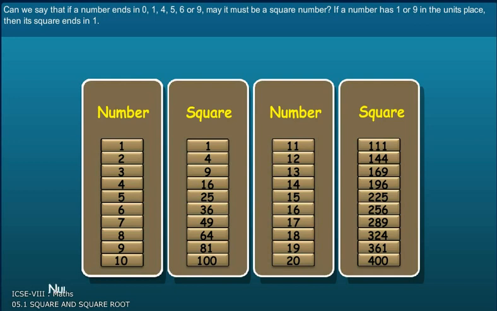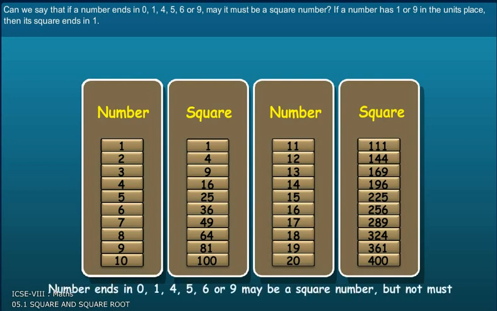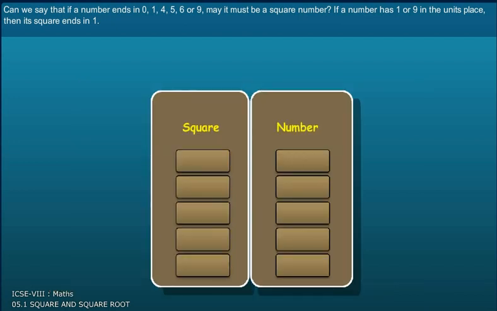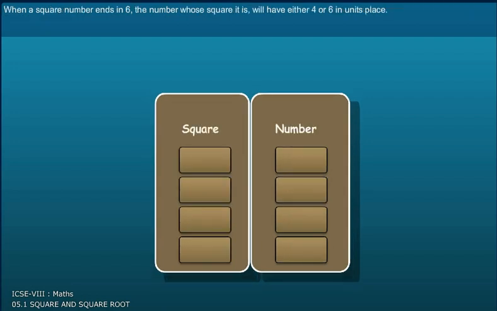Can we say that if a number ends in 0, 1, 4, 5, 6 or 9, then it must be a square number? If a number has 1 or 9 in the units place, then its square ends in 1. When a square number ends in 6, the number whose square it is will have either 4 or 6 in the units place.